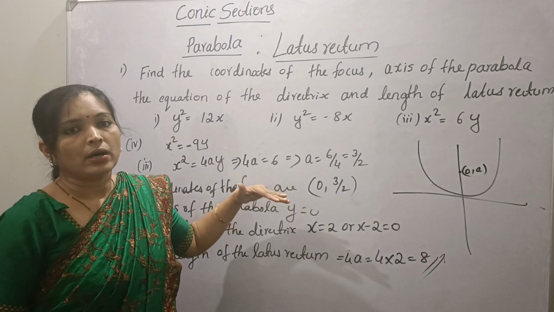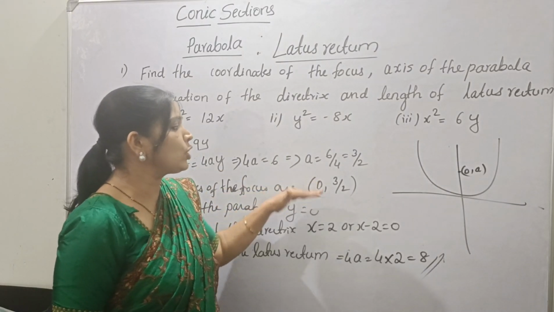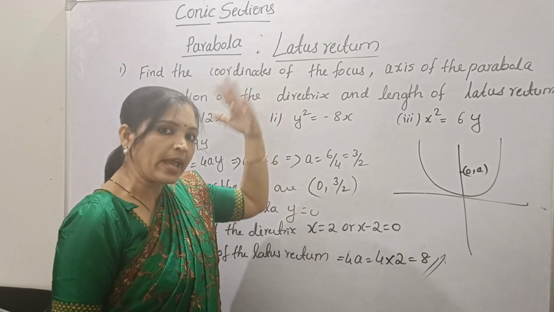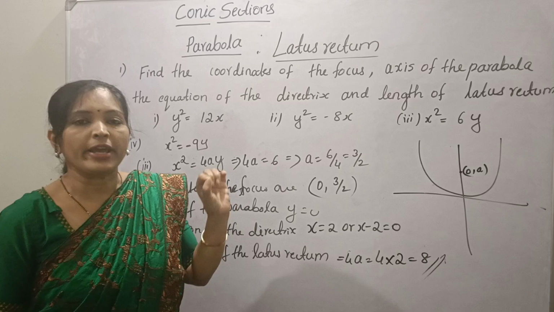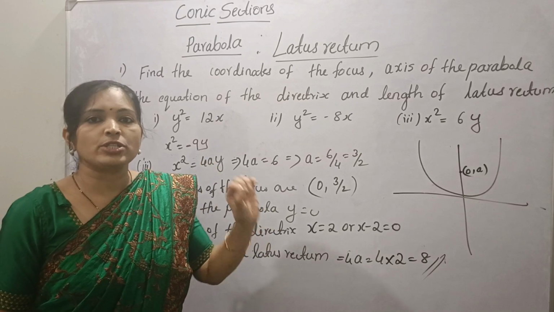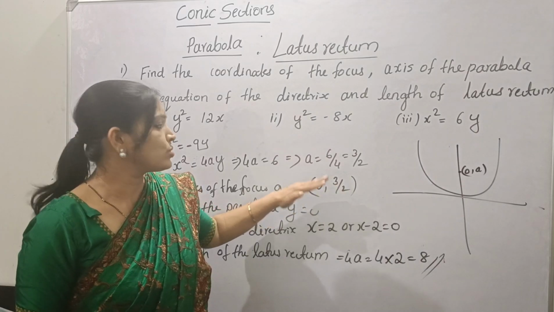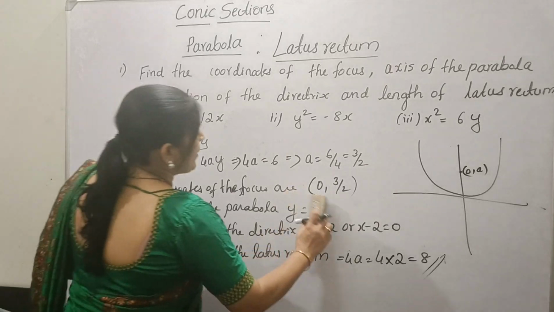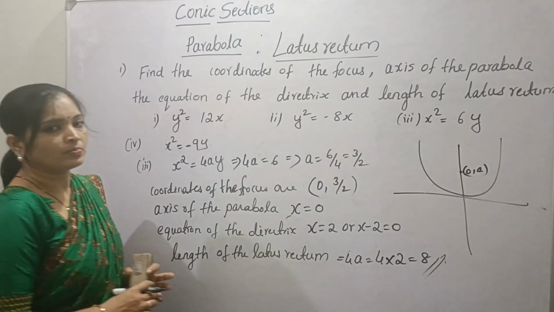Okay, so here the coordinates of the focus are (0, 3/2) because this parabola opens towards the positive y-axis, therefore the focus point is on the y-axis. Then the x coordinate value is 0, and the y coordinate is 3/2. So (0, 3/2). Next, the axis of the parabola. Since the parabola opens along the y-axis, the axis of the parabola is x = 0.